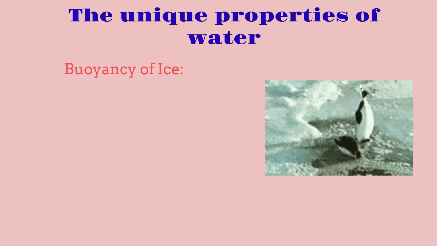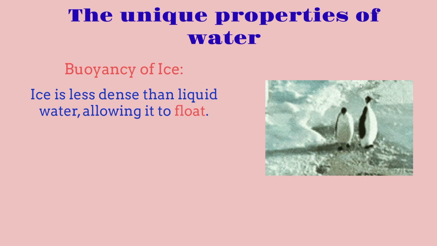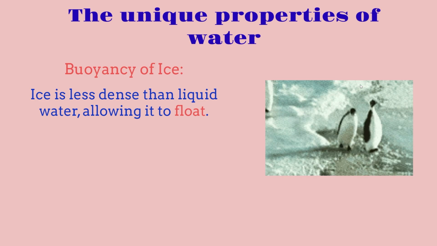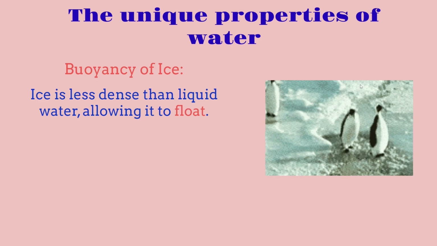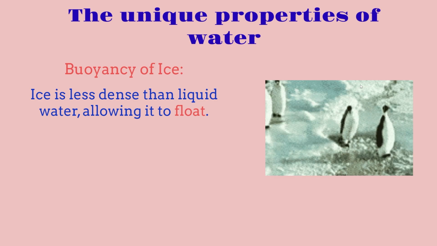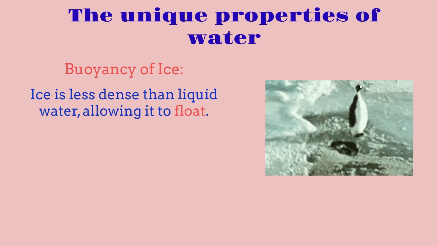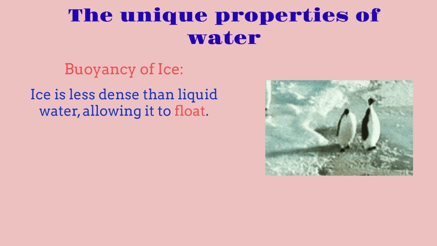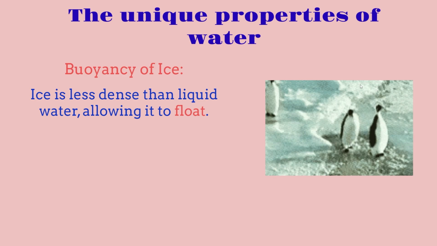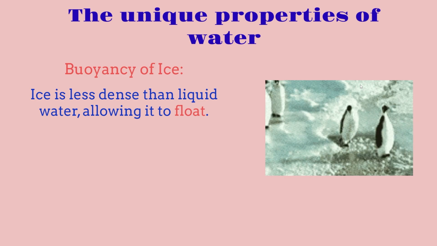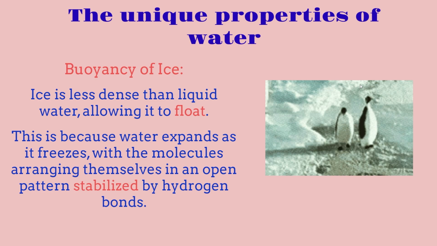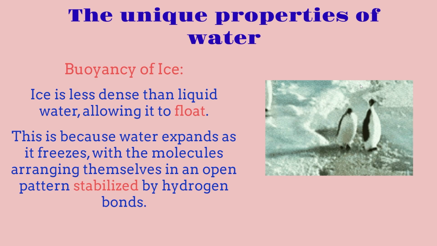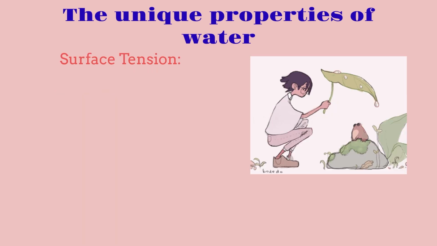So now we're going to talk about the buoyancy of ice. So ice is less dense than liquid water, and that's why it floats on top of water. So if we take an example of a lake, during the summer the water is just sitting on top of the lake. But once it turns winter, then a thin layer of ice goes on top of the water. And since it's on top of the water, that means ice is less dense than water itself, and that's why it floats. And this is because water expands as it freezes. And then once it expands, the molecules also arrange themselves in an open pattern stabilized by hydrogen bonds.